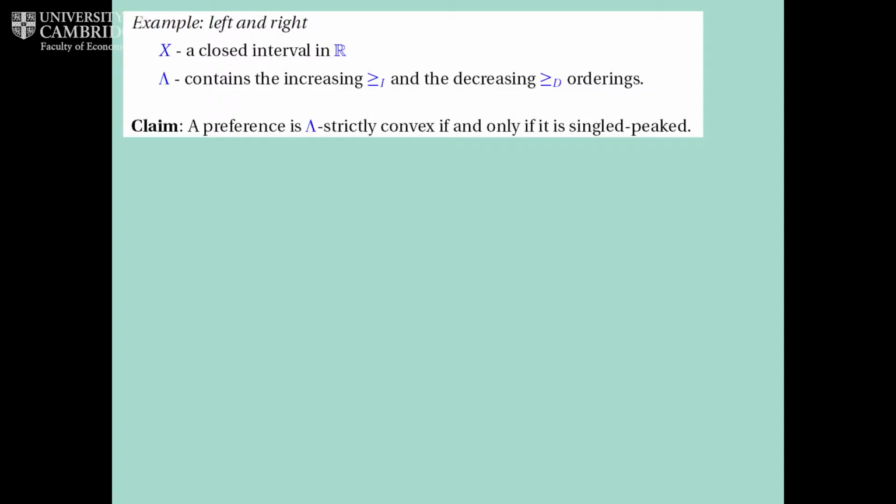Just two very brief examples. Number one, let's say that the set X is an interval on the reals. And let's say that the set lambda contains only two considerations, either going up or going down. So the two considerations that you can use are only it's above or it's below. That's all. In this case, lambda convexity would be the same as single-peakedness.